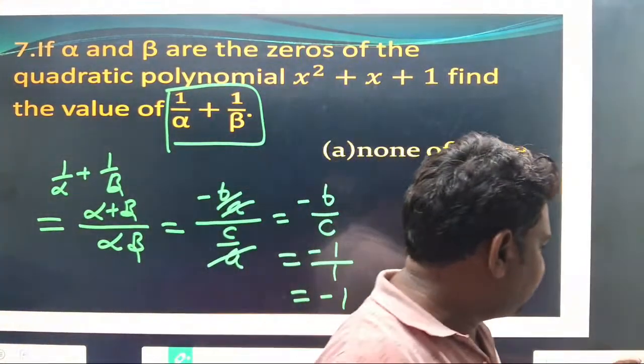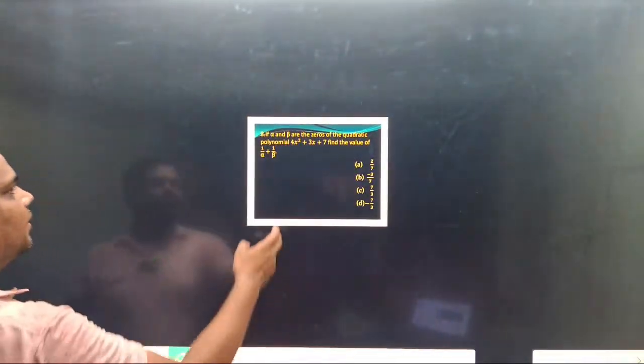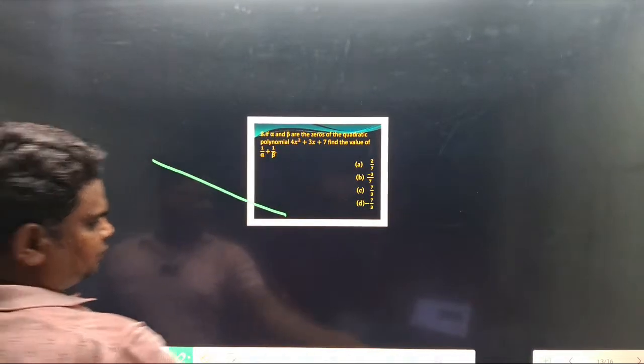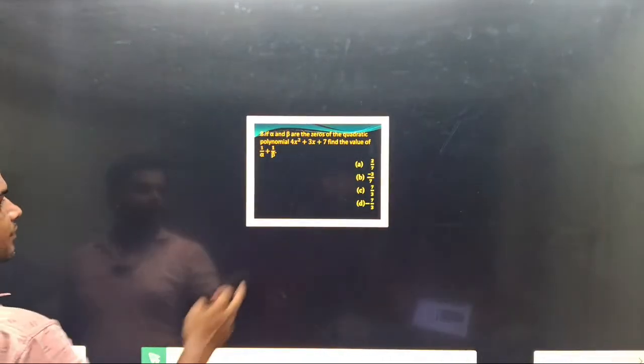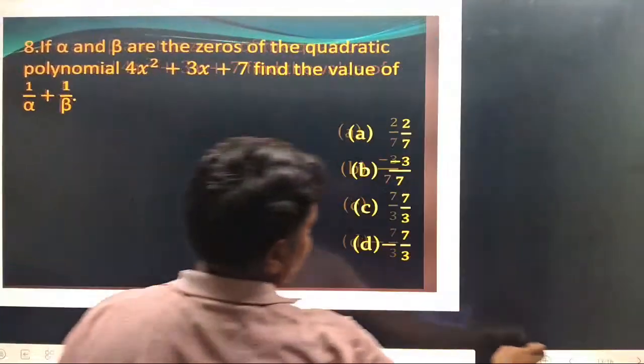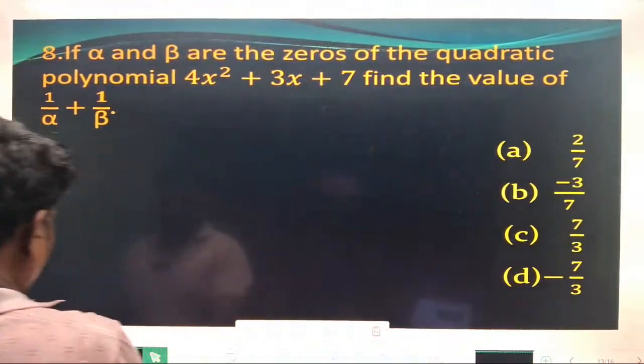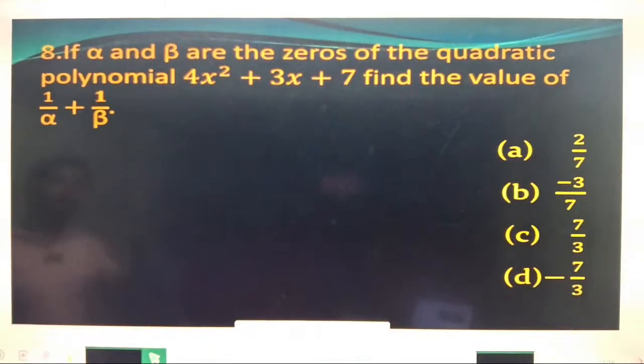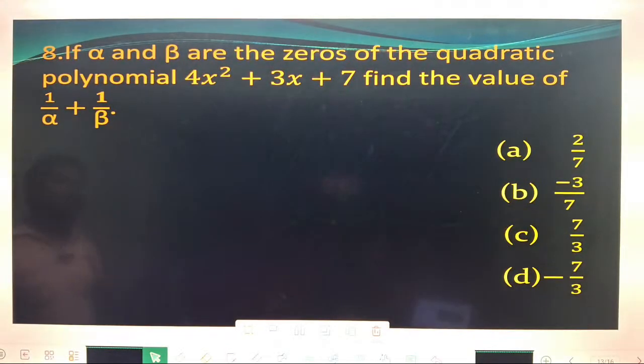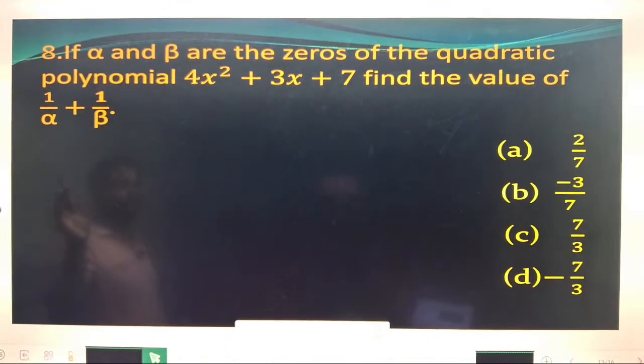Now you see here the next question. If alpha and beta are the zeros of the quadratic polynomial 4x square plus 3x plus 7, find the value of 1 upon alpha plus 1 upon beta.